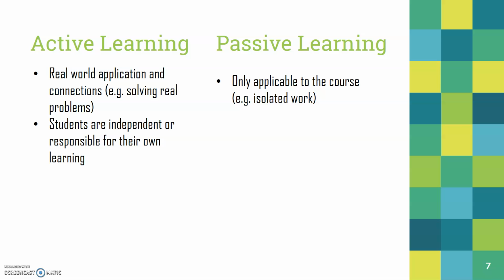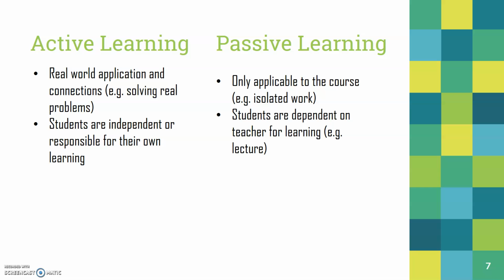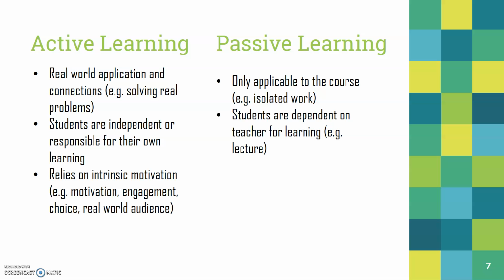Additionally, active learning is where students take on more and more responsibility for their own learning, having to figure out what resources to use, what solutions to apply, as opposed to a class where the students are dependent completely on the teacher for learning information and selecting content.